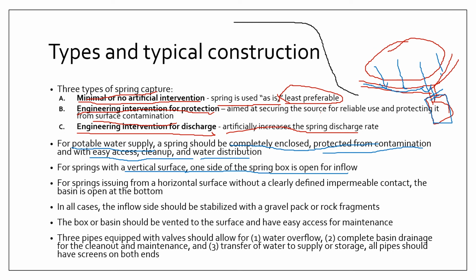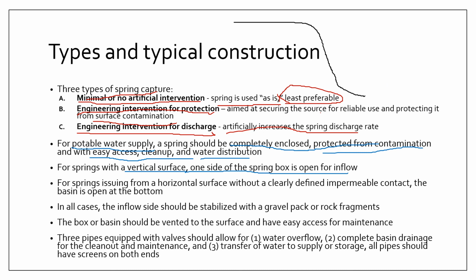All right, so if this is your ground surface and this is your spring, so it's basically exiting from a vertical surface. You basically have to construct a spring box that is open at this side. All right, so the spring can enter the spring box in this side.